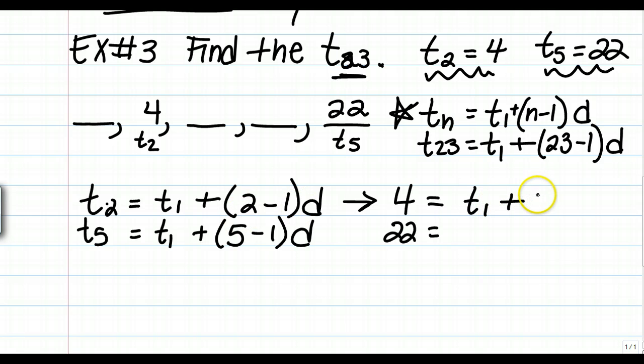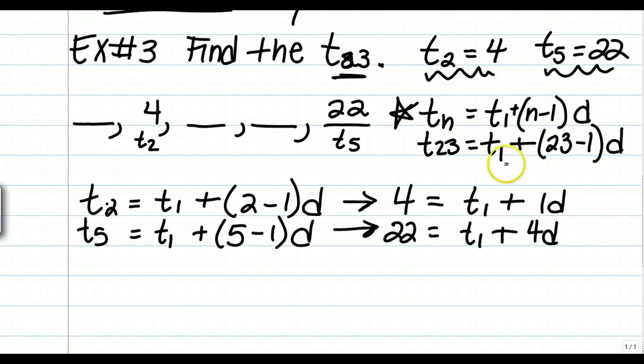2 minus 1 is 1d. 5 minus 1 is 4d. So again, I just plugged in the second term is 4, and I combine these, and I combine these. So now these two equations I turned into this. And if you look now, I only have two variables. I have T1 and D, and you can think of it as like an X and a Y.